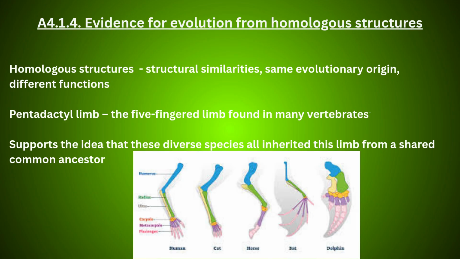Another fantastic piece of evidence for evolution is something called a homologous structure. Homo means same, and these are structures that share the same evolutionary origin. They are inherited from a common ancestor. When we look at homologous structures, we expect to see underlying structural similarities, even if their function might be different.